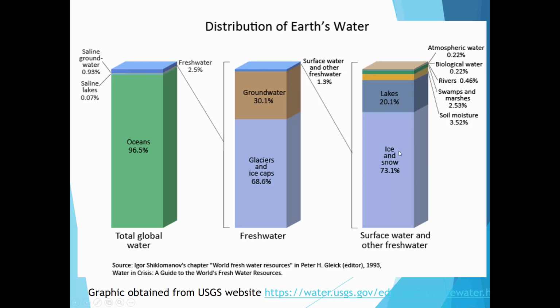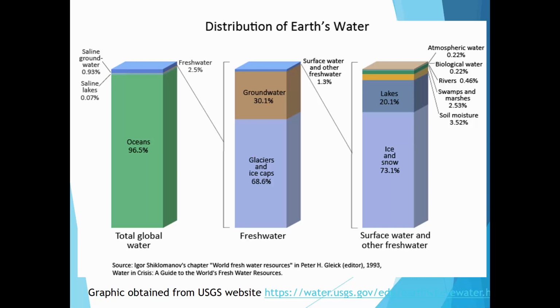Of this, a little more than two-thirds, almost three-quarters of all surface water, is in ice and snow. This ice and snow is different from glaciers and ice caps. This ice and snow is temporary ice and snow that exists on surfaces and can melt. So it's seasonal. 20% of all surface water are lakes, and then all of the rest of fresh water are these really small percentages. Rivers are 0.5% of the surface water. Swamps and marshes are 2.5% of all surface water. Soil moisture, so this is not groundwater, but water that we find just existing near the surface of soil, is 3.5% of all surface water.